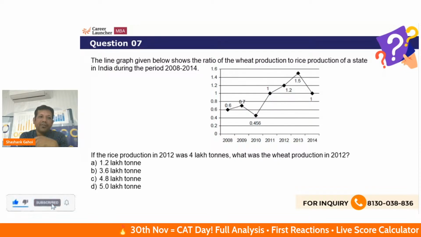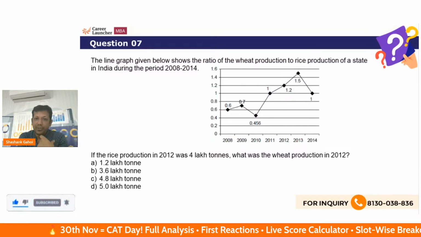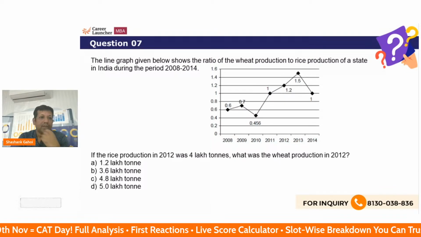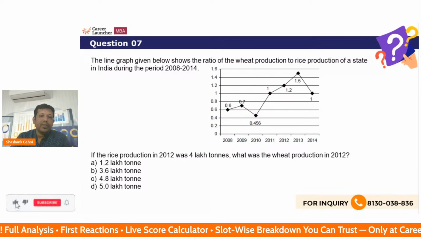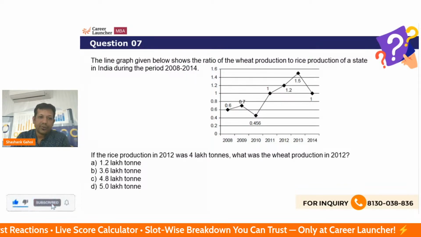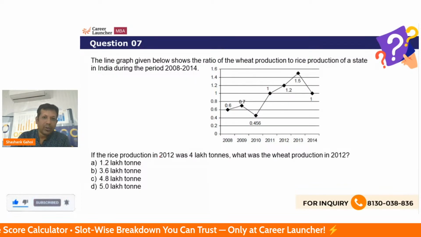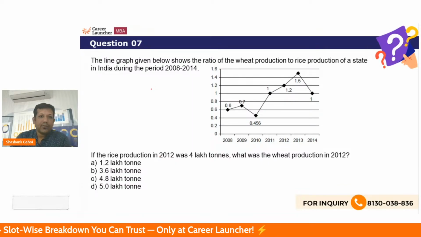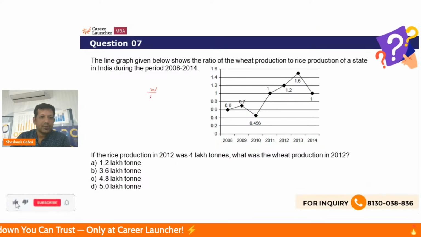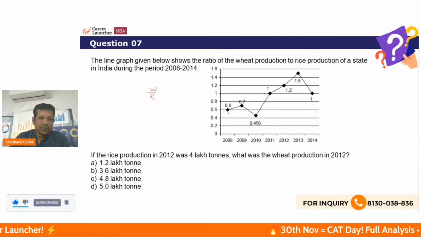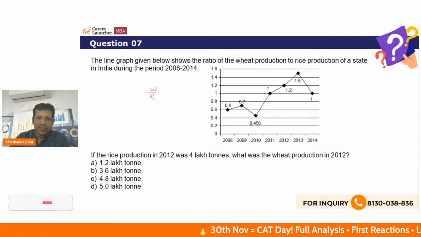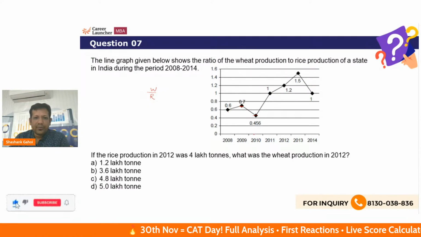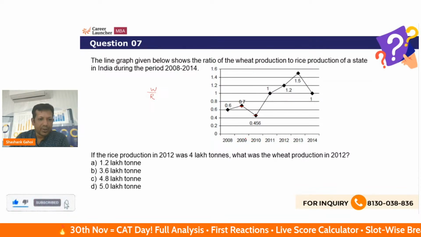The line graph given below shows the ratio of wheat production to rice production in a state in India in the period of 2008 to 2014. So it is saying wheat to rice, and this ratio is given to us. This is 0.6 in 2008, 0.7 in 2009, and 0.456 in 2010.